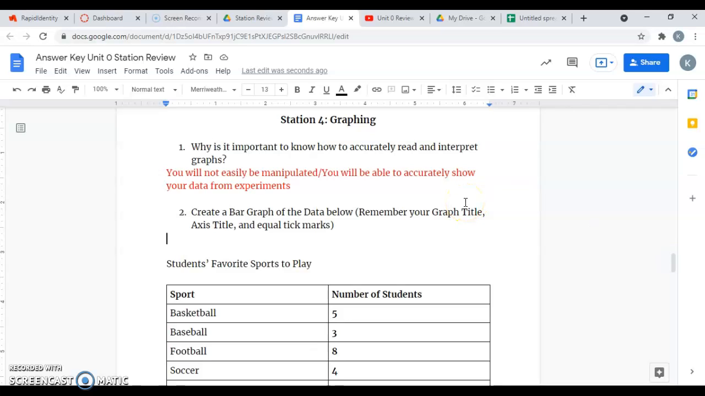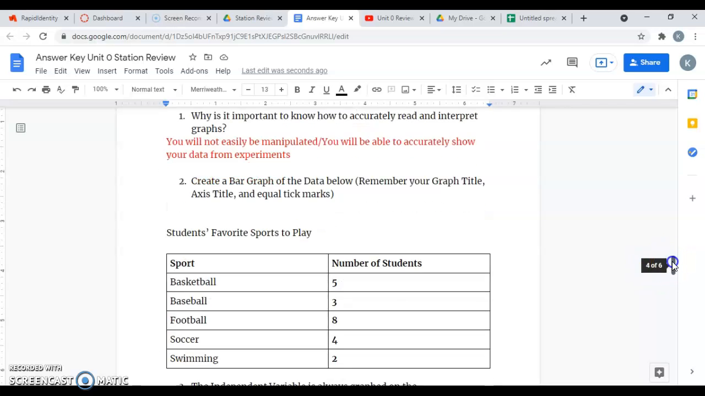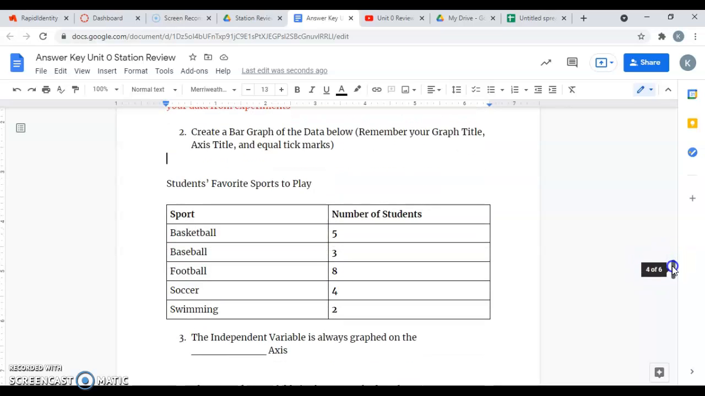So question 2 said to create a bar graph of the data below. Remember your graph title, axis title, and equal tick marks. Now, I think you guys did this in Google Docs, so you didn't have actual printouts of your answer sheet, and that's okay. So if you didn't know how to do this, not a big deal. Just make sure you know what a bar graph is supposed to look like, and make sure you can read a bar graph. There are a couple of bar graph questions on your test that's coming up on Monday.